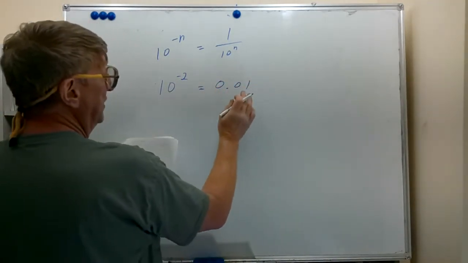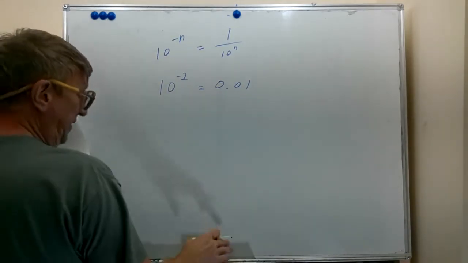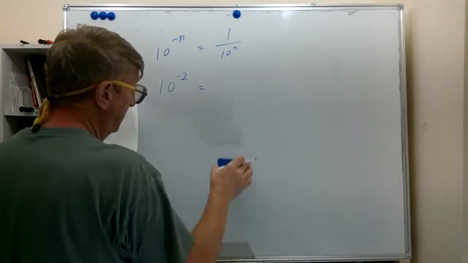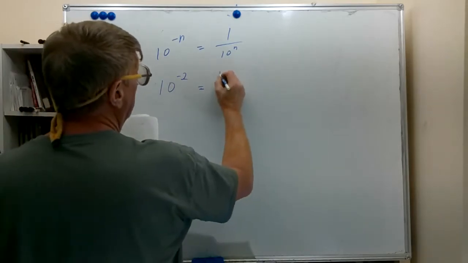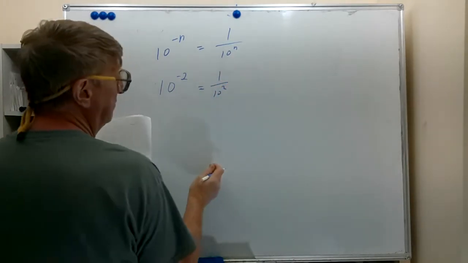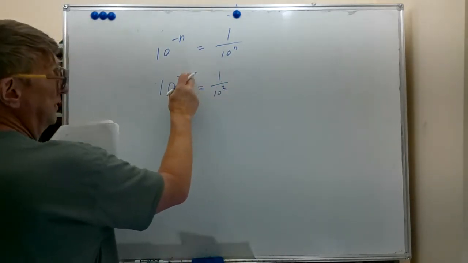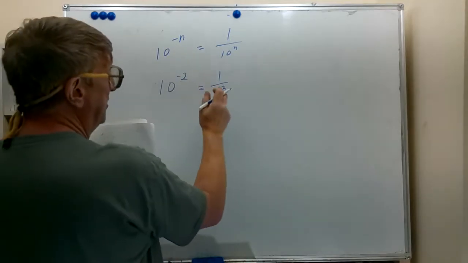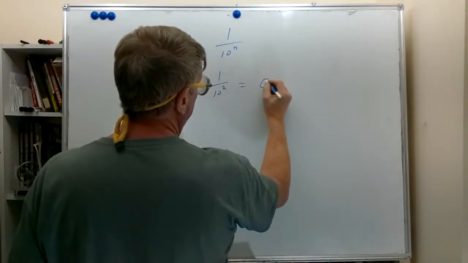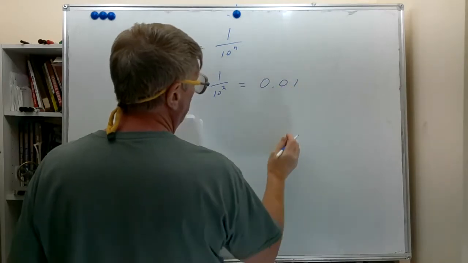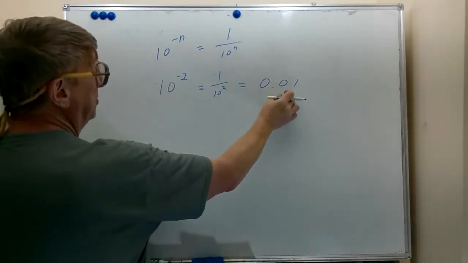0.01. Let's go ahead and do 2 steps here. 1 over 10 second power. The exponent changed sign when it went from the numerator to the denominator, but it also equals 0.01, which we'll notice has 2 decimal places.